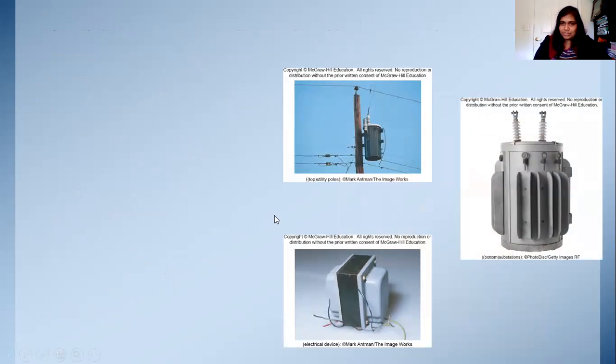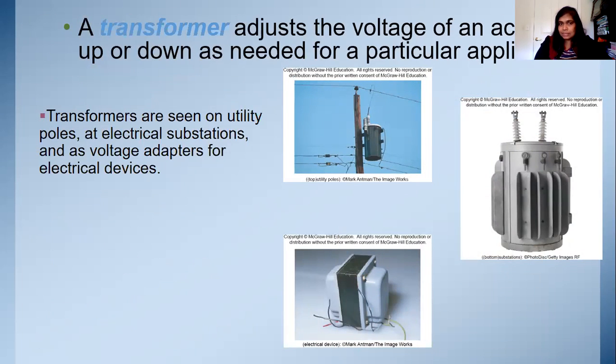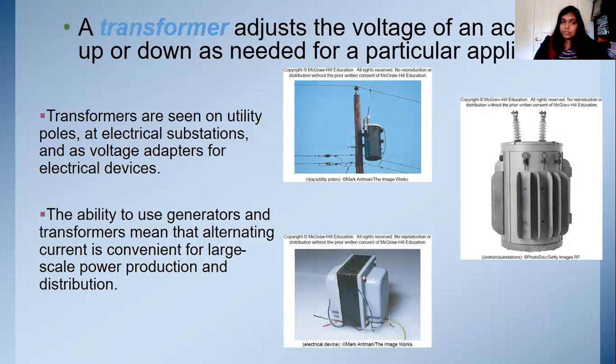Okay, so these are a couple of pictures where you can see the transformers in your community. A transformer adjusts the voltage of an AC circuit up or down as needed for a particular application. The transformers are seen on utility poles, at electrical substations, and as voltage adapters for electric devices. And the ability to use generators and transformers means that alternating current is convenient for large-scale power production and distribution. So in many places where we have high voltage lines, we'll be seeing these transformers.